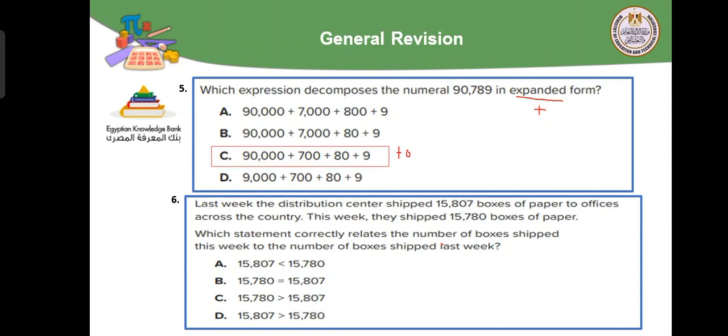Okay, so which one of these choices is correct? 15,807 less than 15,780? Is it right? No. 15,780 equal 15,807? No. 15,780 greater than 15,807? No. Which one is correct? Yeah, 15,807 greater than 15,780. So number D is correct.